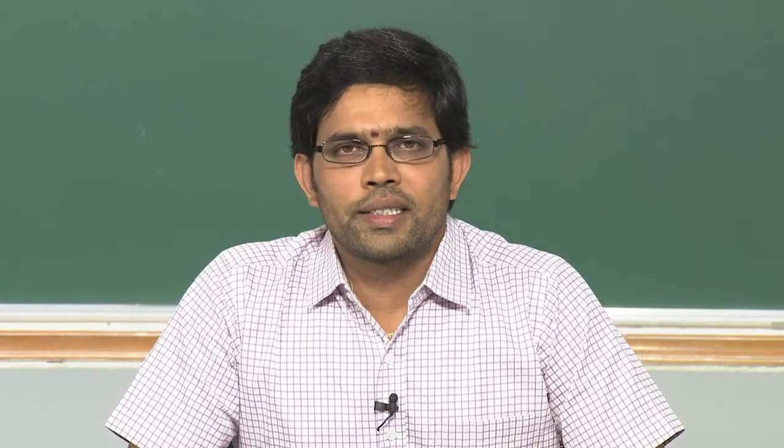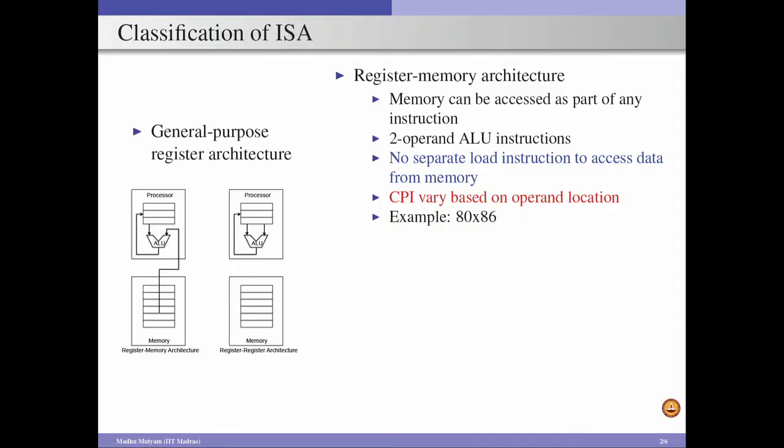But the disadvantage is that the cycles per instruction can vary depending on the location of an operand. For example, consider an add instruction where one operand is a memory location and the data is available in the cache memory, versus a similar instruction where the operand is available only in the main memory. Both take a different number of cycles to execute. This is the problem with the register memory architecture. An example ISA which follows this type is 80x86.